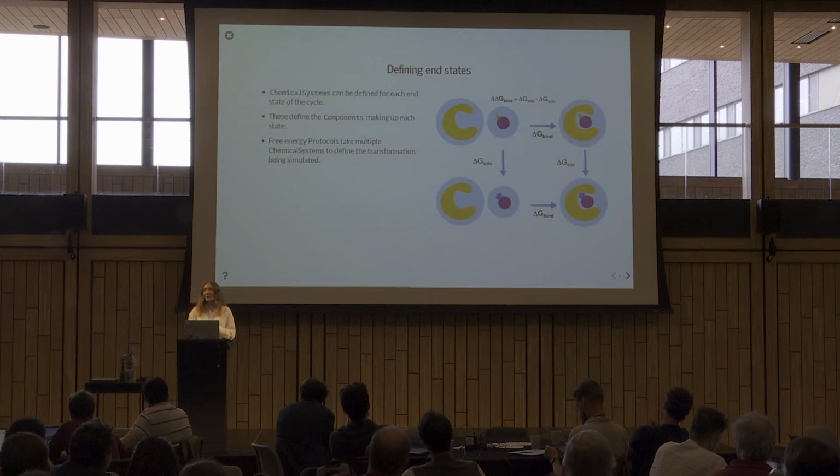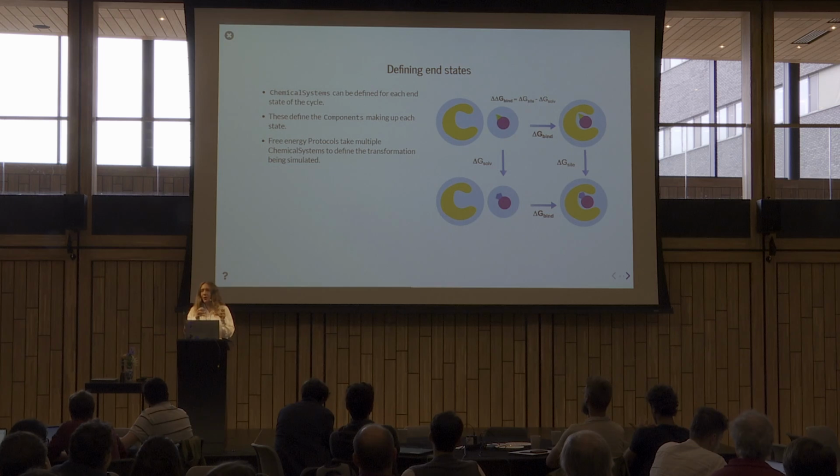Okay, let's start off with getting our end states ready to go. We define these end states as what we call chemical systems. So chemical systems are just made out of our individual components that are put together to create the end states that we are interested in. For example, in the binding site, you would need the solvent, you need the protein, and you need the ligand.